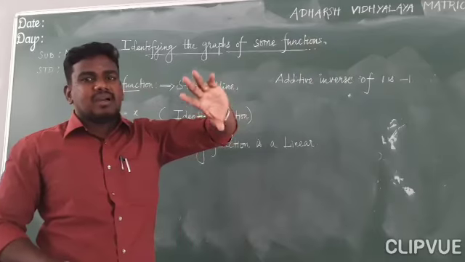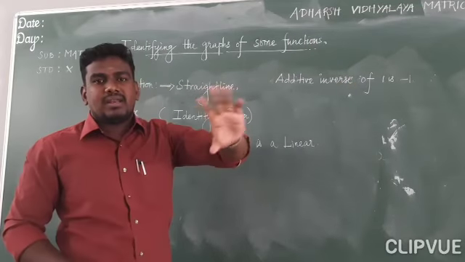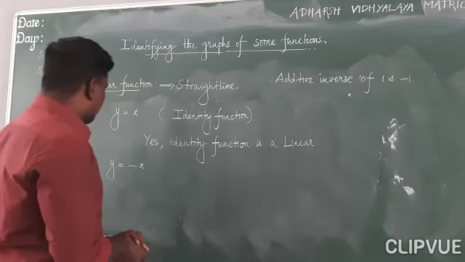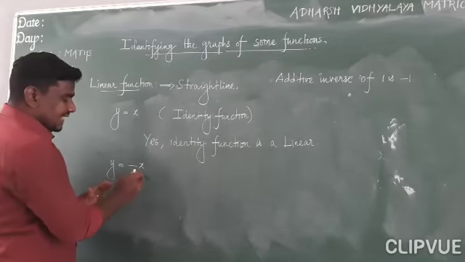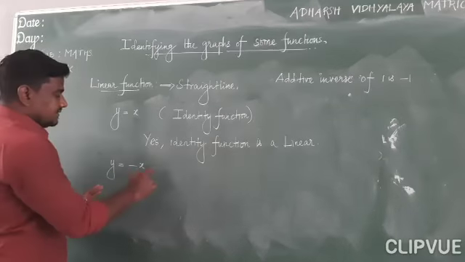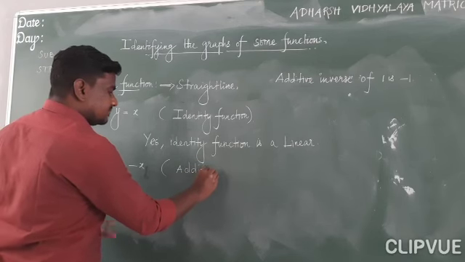That's why we say the additive inverse of 1 is minus 1. So the general concept of additive inverse is that the sum of a number and its inverse is equal to 0. This is the concept. Okay. So now y is equal to minus x. Its graph is also a straight line. This is called an additive inverse function.